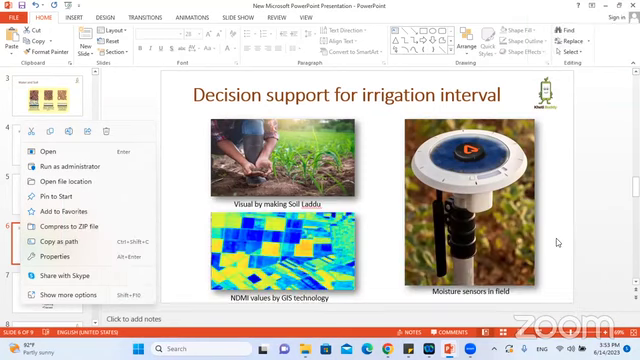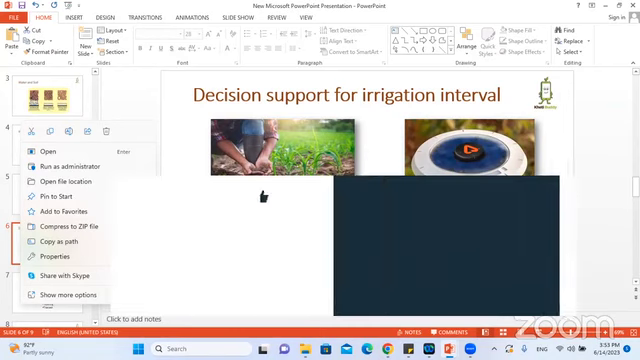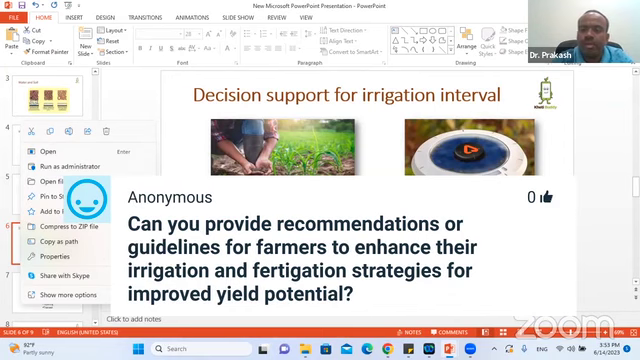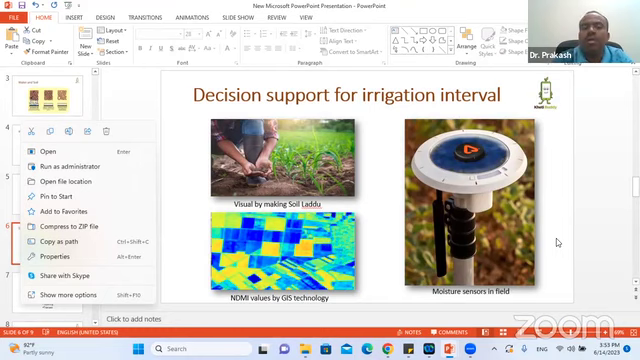So now we have the last question. Can you provide recommendations or guidelines for farmers to enhance their irrigation and fertigation strategies for improved yield potential? Yes, we can provide this information through our digital platform, through our mobile application. You can download our mobile application, and our team can guide you properly by taking your welcome call. During the welcome call, we ask and give proper guidance through our digital platform.